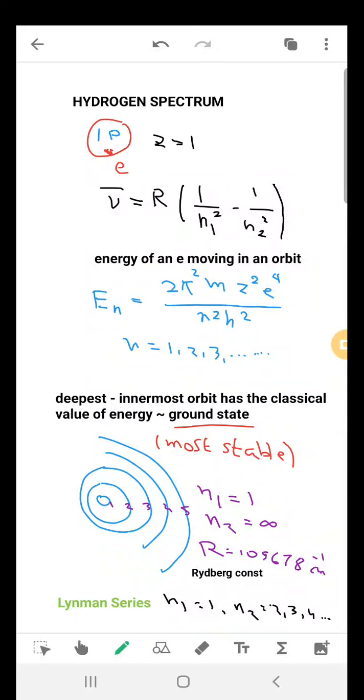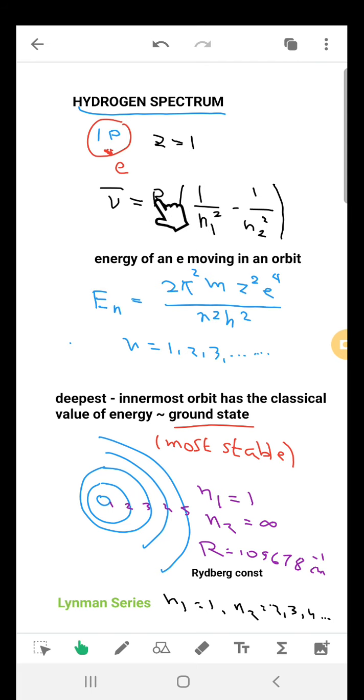Hello students, in this lecture we will discuss the hydrogen spectrum and the helium spectrum. First, start with the hydrogen spectrum. In hydrogen there is one proton and an electron circling around that proton, so we take the atomic number Z equal to 1 because there is one proton, and the wave number ν̄ is represented by the following formula.